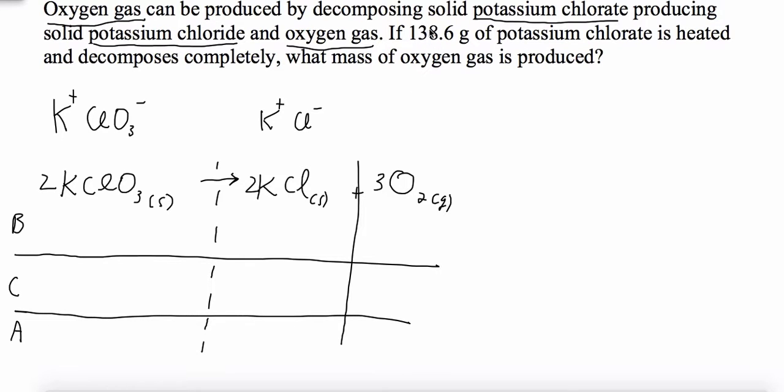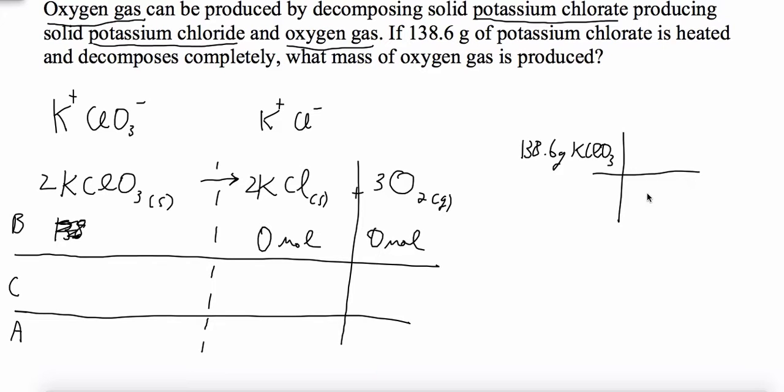So before it said you have 138.6 grams of potassium chlorate. That's this. On the side, I have to convert that to moles, KClO3 convert to moles, I mean. And it decomposes completely. So we start off with 0 moles of this and 0 moles of this. Let me convert that to moles real quick. We know that the molar mass of this is 122.55 grams of KClO3, with 3 O's, 1 Cl, 1 K per every 1 mole of KClO3.